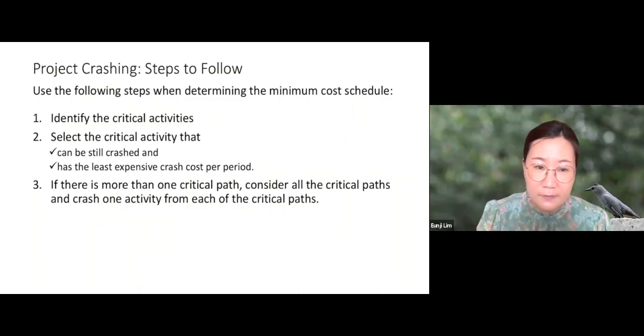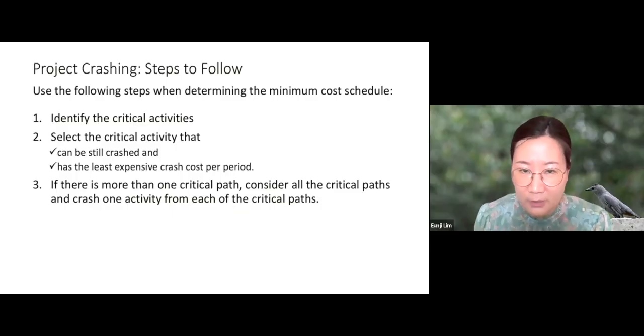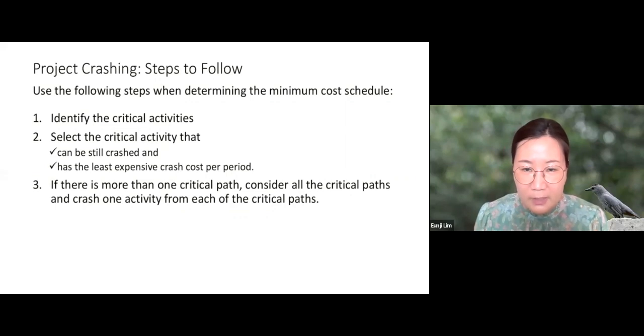Okay, so let's summarize what we discussed so far. Use the following steps when determining the minimum cost schedule. Number 1, identify the critical activities. Number 2, select the critical activity that can still be crashed and that has the least expensive crash cost per period. And number 3, if there is more than one critical path, consider all the critical paths and crash one activity from each of the critical paths.